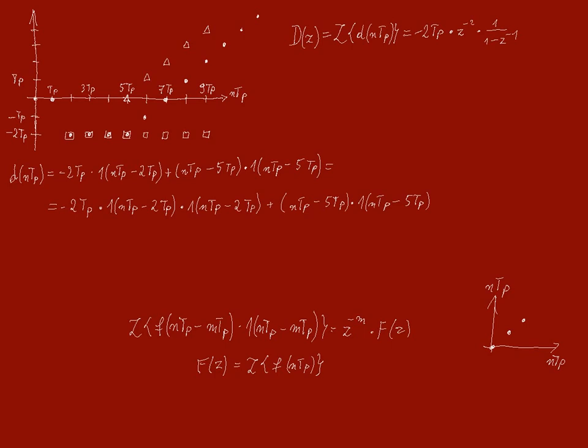We write the second component similarly. The constant is 1, so we don't have to write it. The delay is 5 samples. However, in this case, our non-delayed function is ntp, and we should also remember the transform of the ntp function.